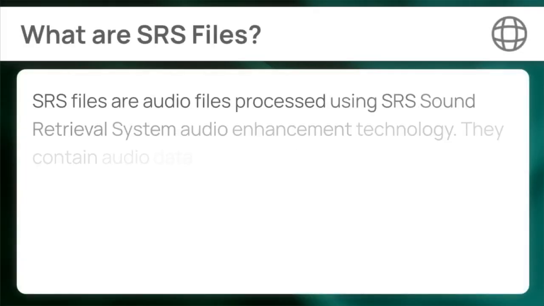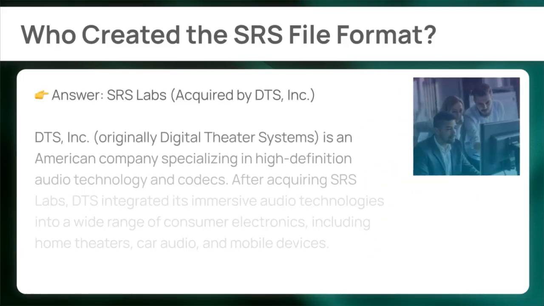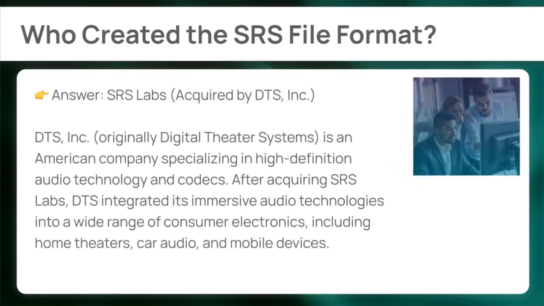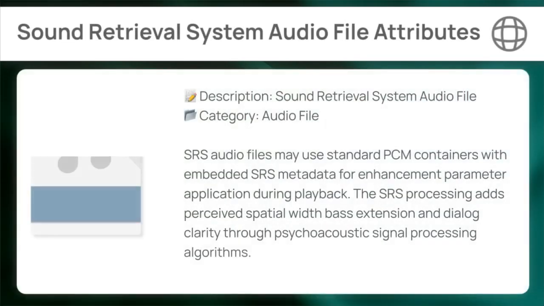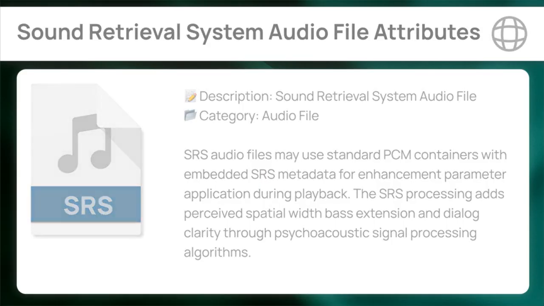SRS files are audio files processed using SRS Sound Retrieval System audio enhancement technology. They contain audio data with embedded SRS spatial and bass enhancement parameters designed to improve playback quality through SRS-compatible audio hardware and software processors. SRS audio files may use standard PCM containers with embedded SRS metadata for enhancement parameter application during playback. The SRS processing adds perceived spatial width, bass extension, and dialog clarity through psychoacoustic signal processing algorithms.